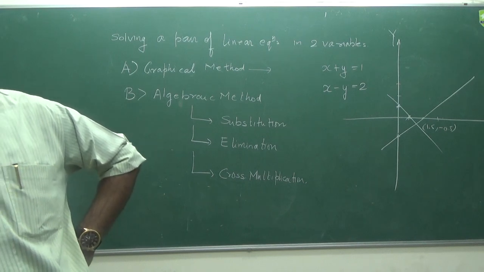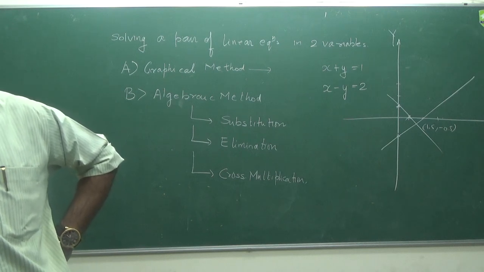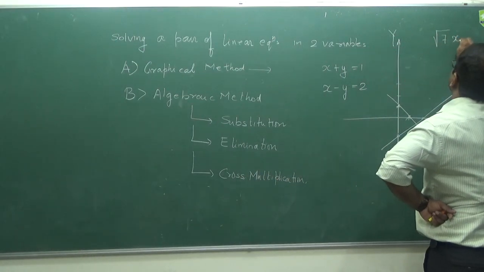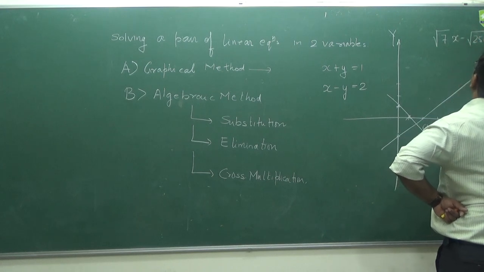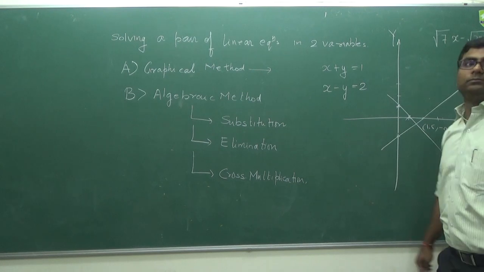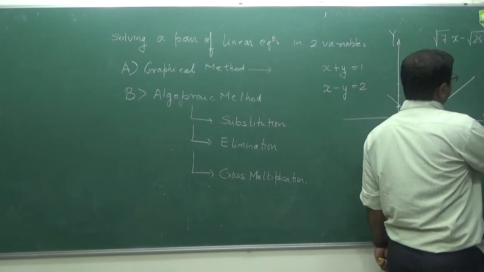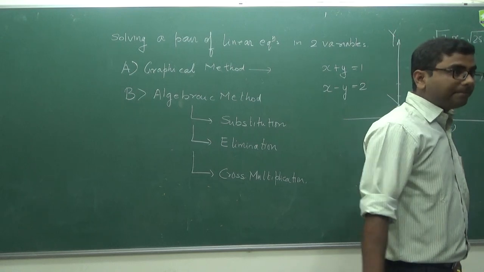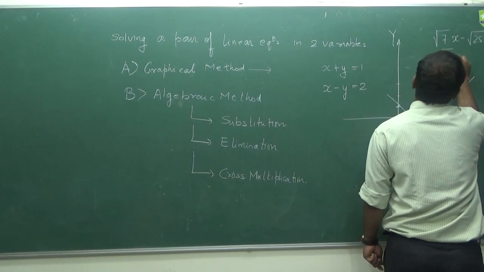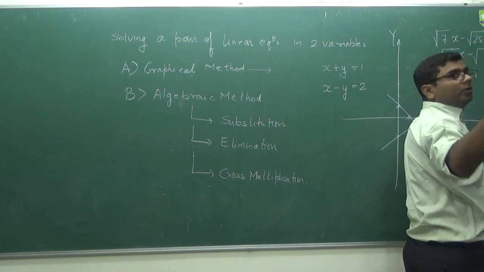Accuracy. Why? Because let's say here, the best advantage was all the coefficients were integers. What if it was something like this? Horribly looking: root 7 x minus root 251 y equals root 1337. Anyway, next is, let's say, root of 21 by 6 x minus, what is your birthday, Anurag?